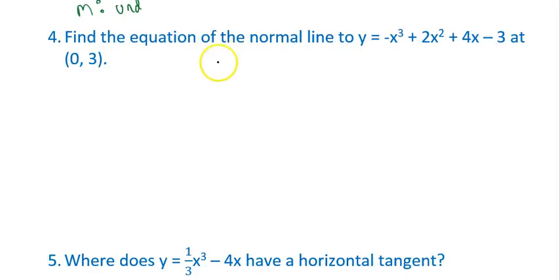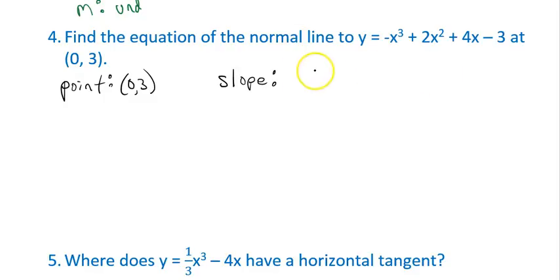Okay, since we've practiced several tangent lines, for number 4 we're just going to do the equation of a normal line. And they gave us the point (0, 3). And I need to find the tangent slope so that I can find the normal slope.